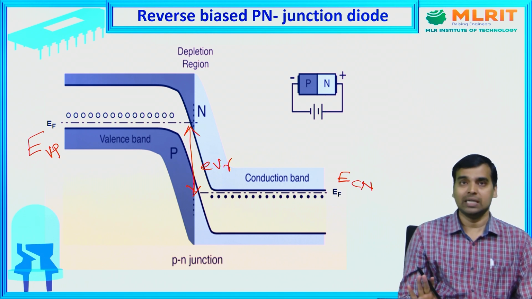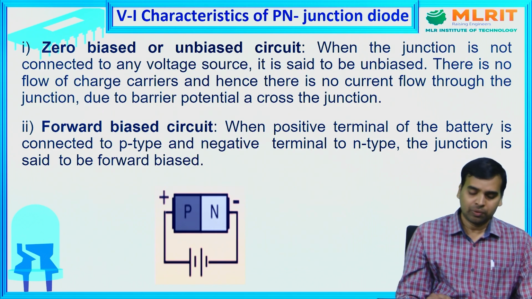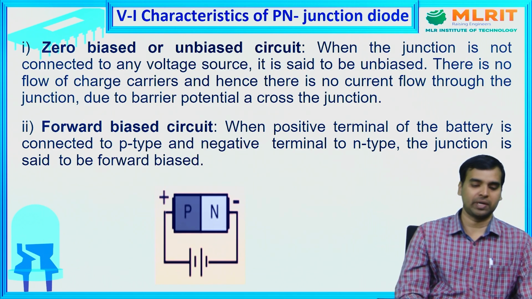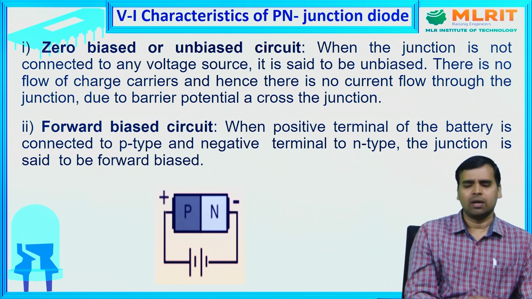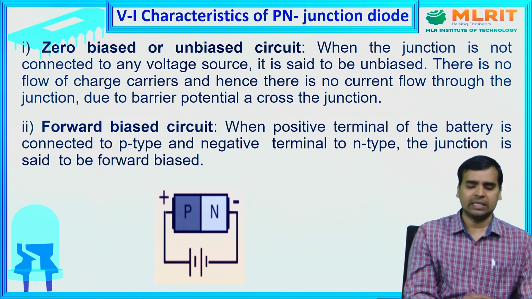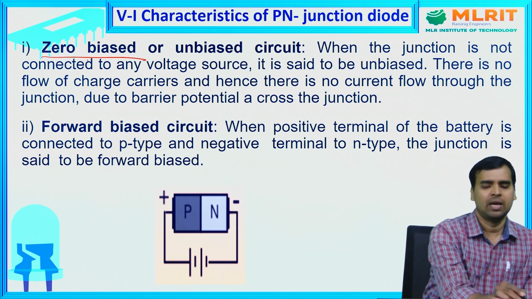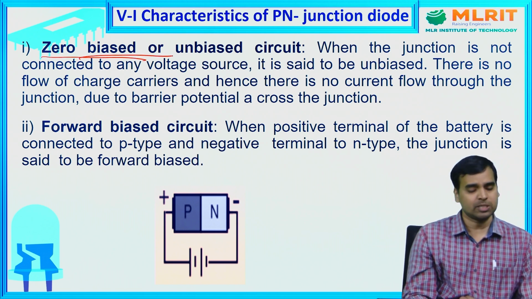I hope it's clear. Now let us see the VI characteristics of a PN junction diode. This is a very important concept. If we didn't give any external voltage, that means there is no bias, that will be called zero bias. In zero bias, there is no current flow across the PN junction diode.